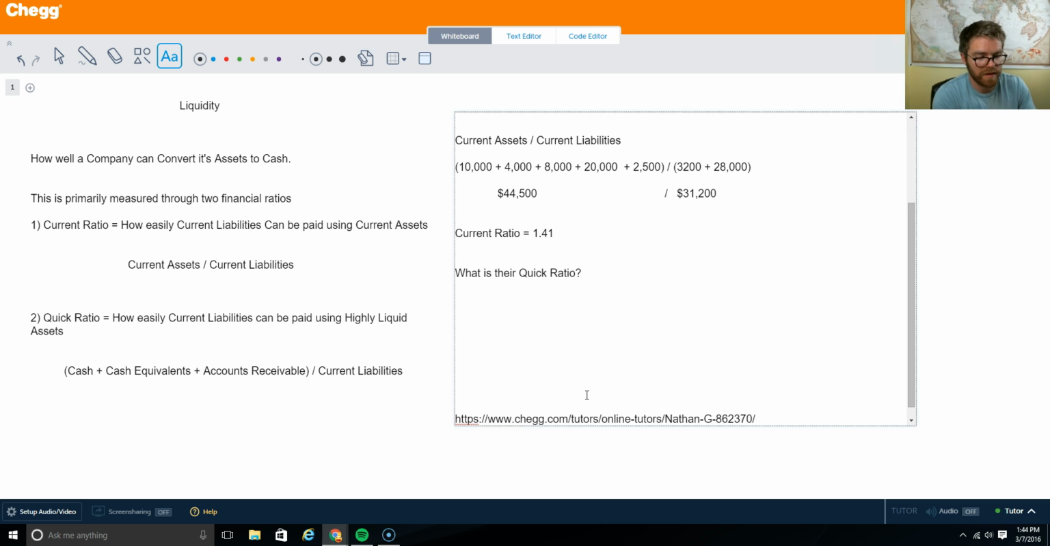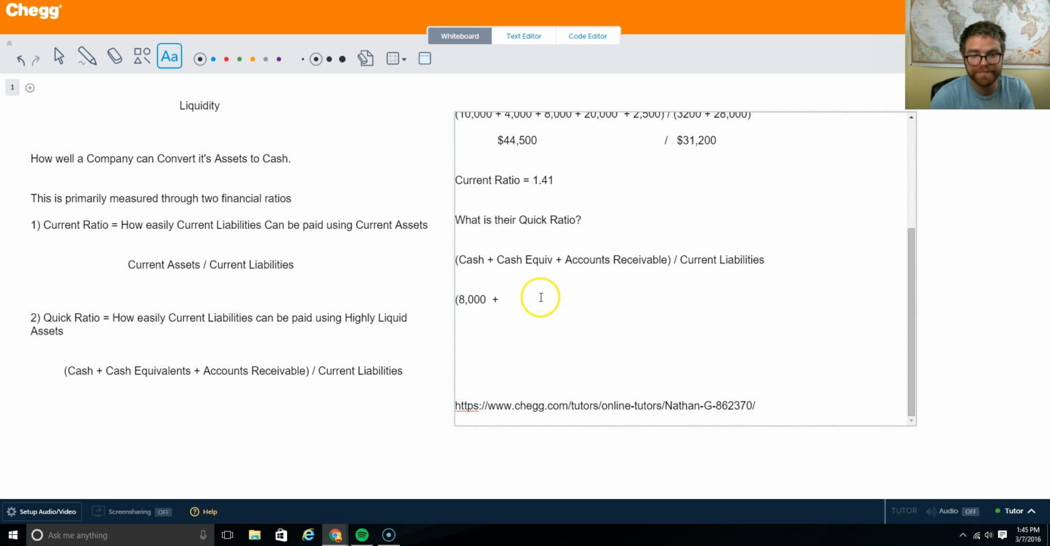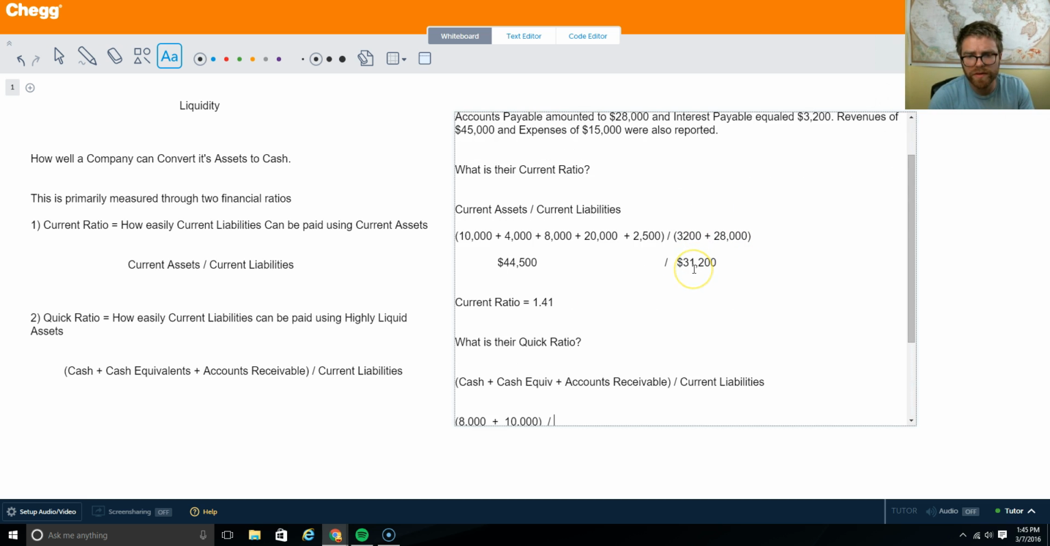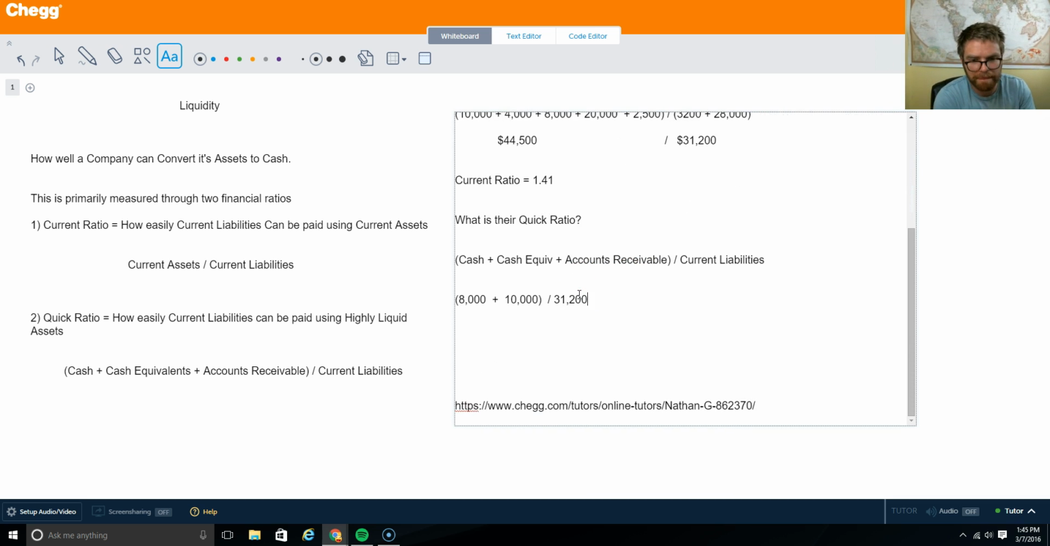Now for the quick ratio. Take our cash plus cash equivalents plus accounts receivable. And we divide that by our current liabilities. So our cash, if you remember, is 8,000. There is no cash equivalents in this example, but there is accounts receivable for 10,000. Divide that by current liabilities, which was 31,200. Okay, let's see what we get here. Okay, so we get about 0.58 as our quick ratio.